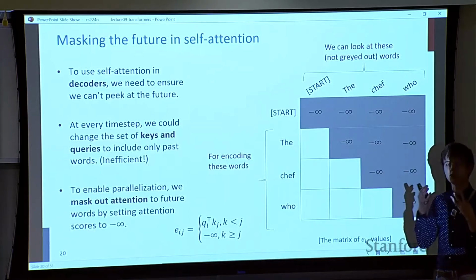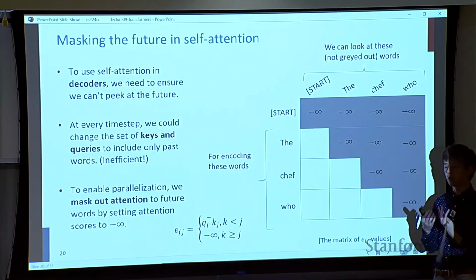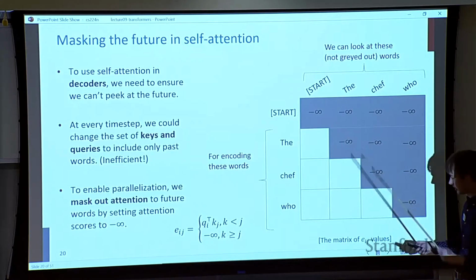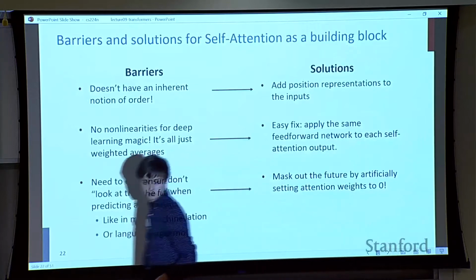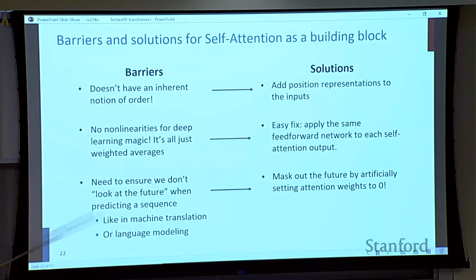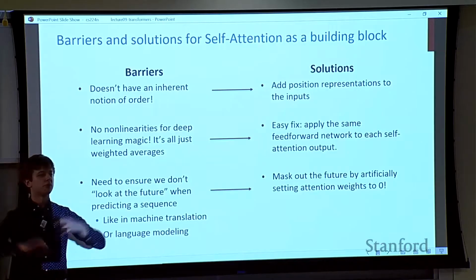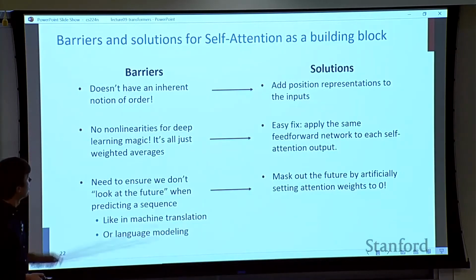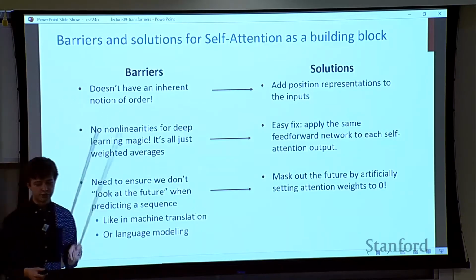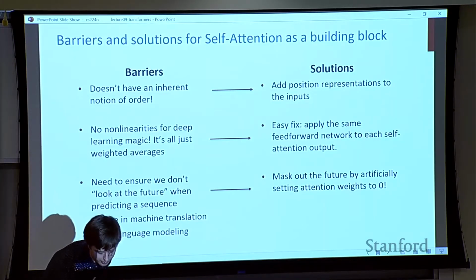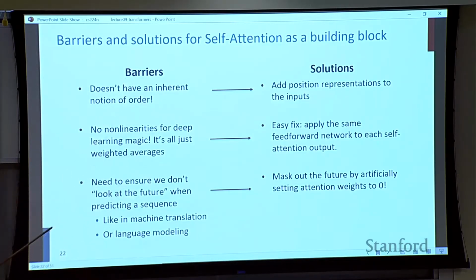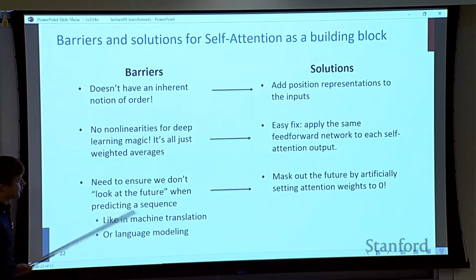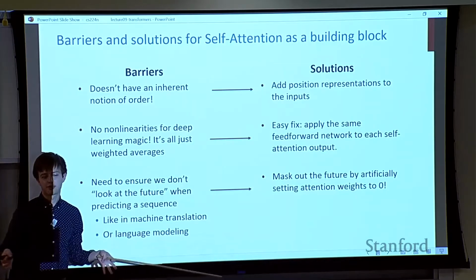Okay, so now we can do big matrix multiplications to compute our attention, as we will see. And we don't worry about looking at the future because we've added these negative infinities. And that's the last problem with self-attention, which comes up fundamentally as: what do we need for this building block? You didn't have an inherent notion of order. Now you have a good notion of order, or at least something of a notion of order. You didn't have nonlinearities, so you add feed-forward networks. And then you didn't want to look at the future, so you add the masks for the decoders.